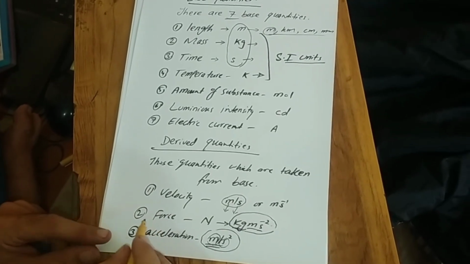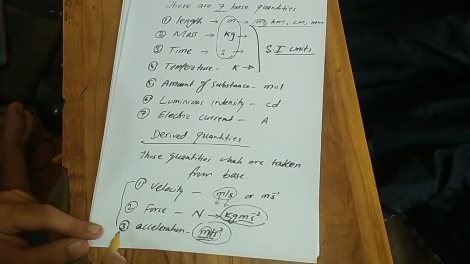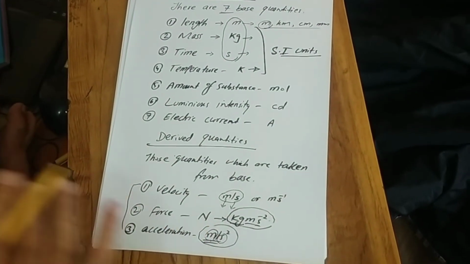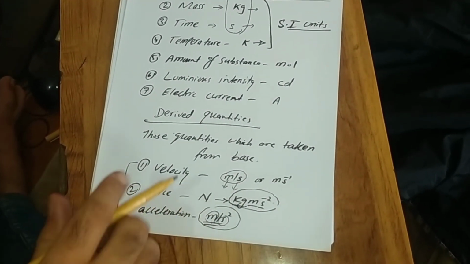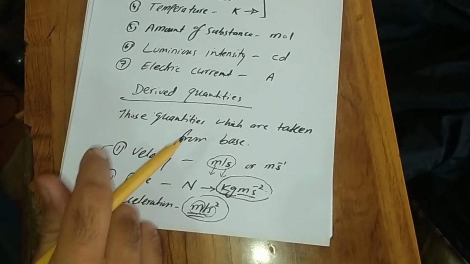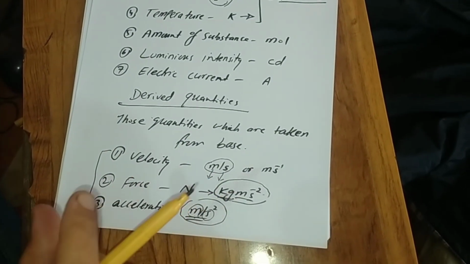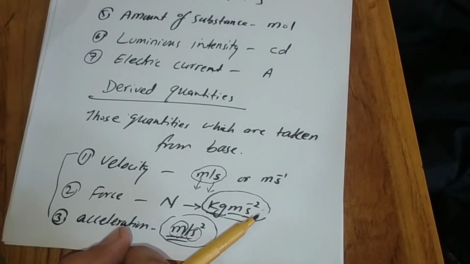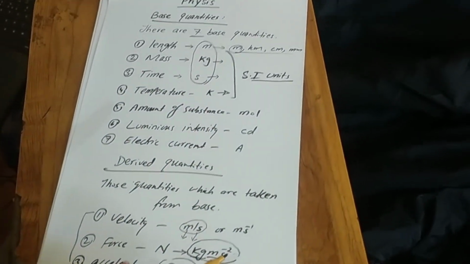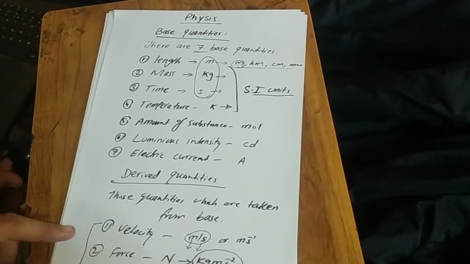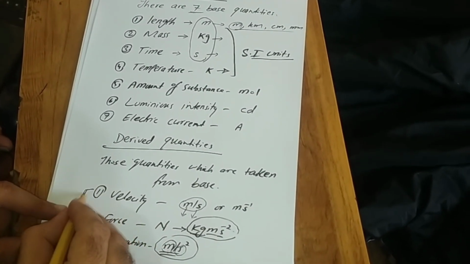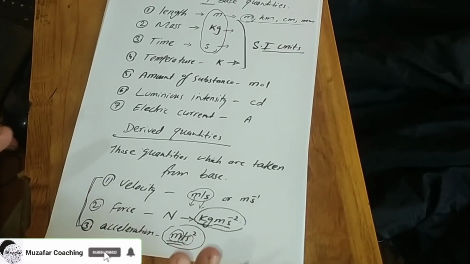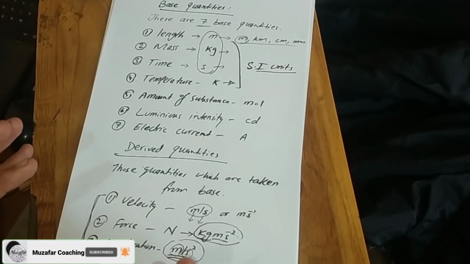We are not supposed to go into detail of the derived quantities in number, because there are plenty of derived quantities. We are supposed to know how the derived quantities are taken from the base quantities. This concept is very important. Students, you must know this point. Now you have to remember these concepts in order to study physics in a better way.